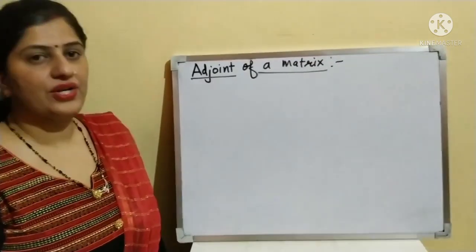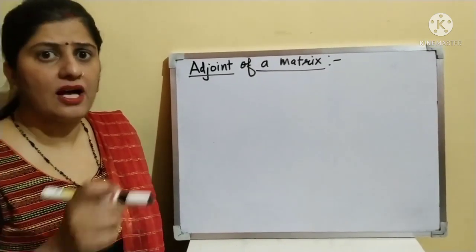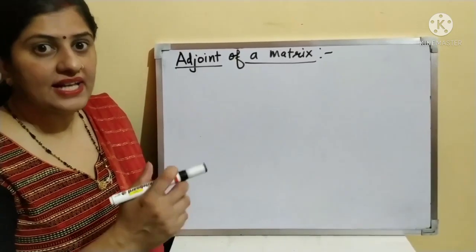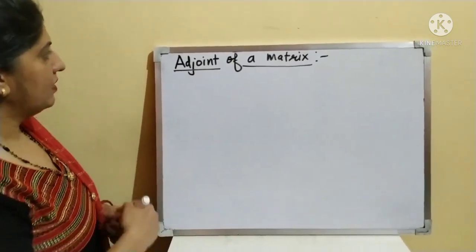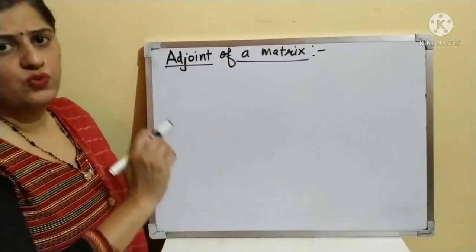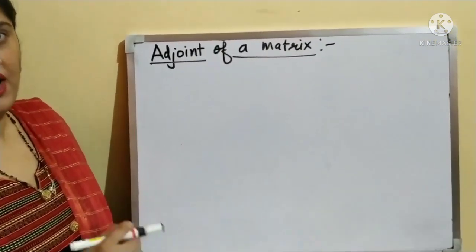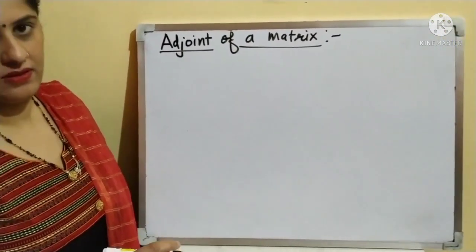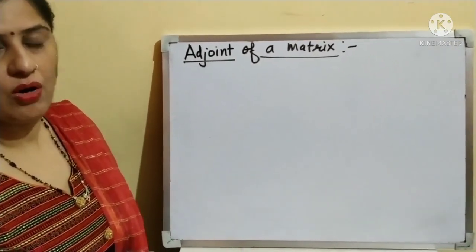What is adjoint of a matrix? Adjoint of a matrix is again a matrix. How we get that new matrix? See here. Adjoint always works only for square matrices. Remember this. Adjoint works only for square matrices. So we have to consider a square matrix always.